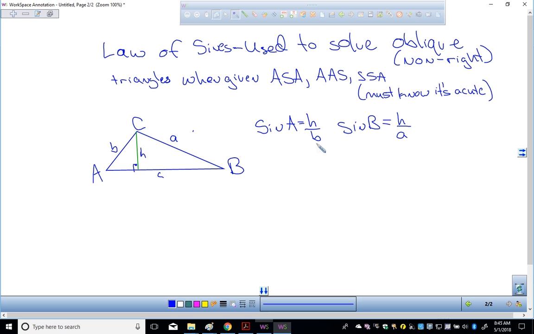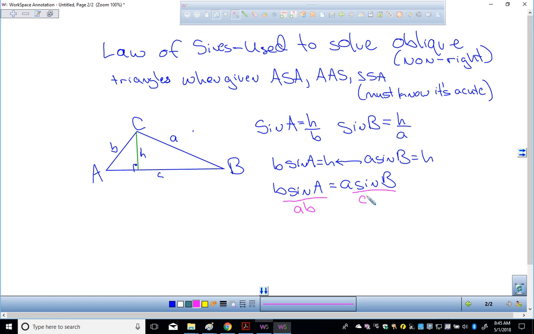Then you solve both of these equations for H. If I multiply both sides by B, I get B sine A equals H. And over here I get A sine B equals H. Since H has to equal itself, I can do substitution, and what I get is B sine A is equal to A sine B. Then you divide both sides of this equation by side A and side B.